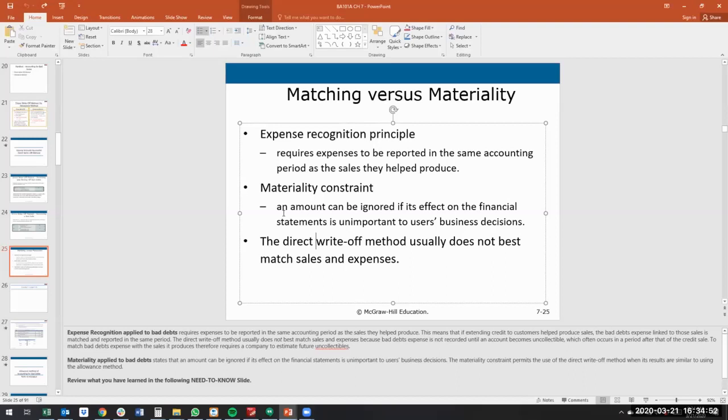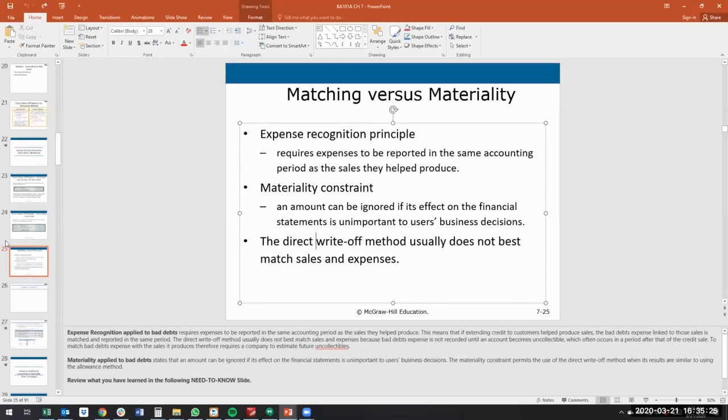Which means that if a transaction occurs below that, we really don't care about it as long as it doesn't affect the financial statements by 5% or more in aggregate. Same thing with bad debt expense. If we know our customers are 0.1%, 0.2% bad debt expense, we really aren't going to care about it. We might ignore it for financial statements because it's unimportant to users' business decisions. But if it's greater than that 1% to 5% ratio, then we can't use the direct write-off method.